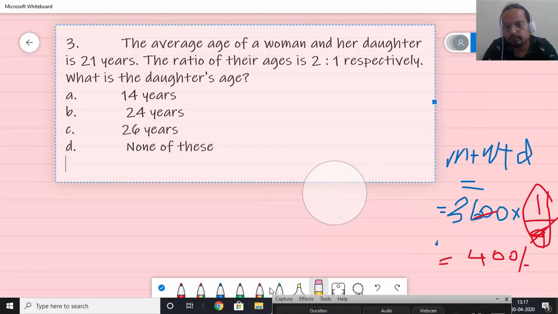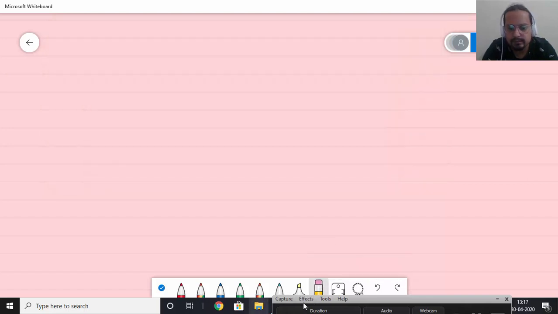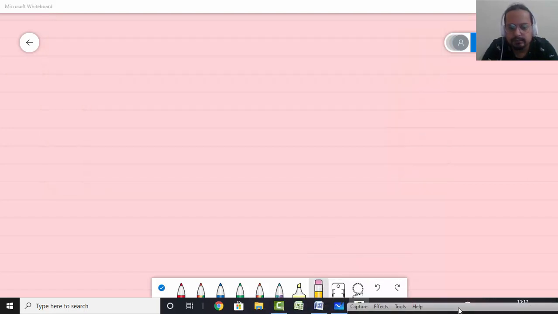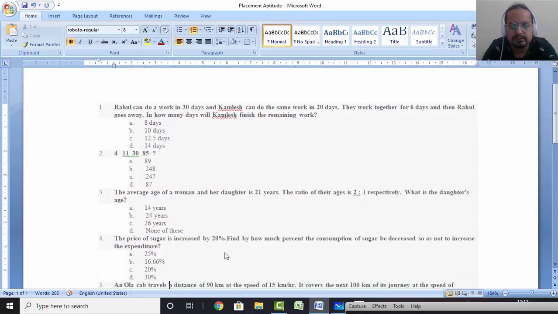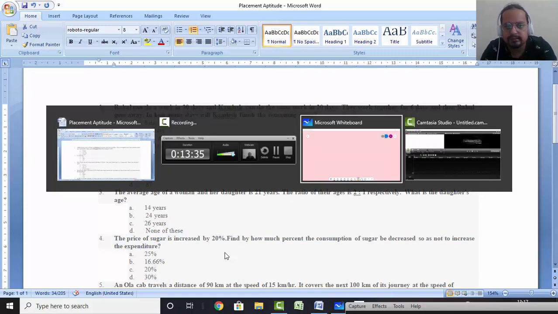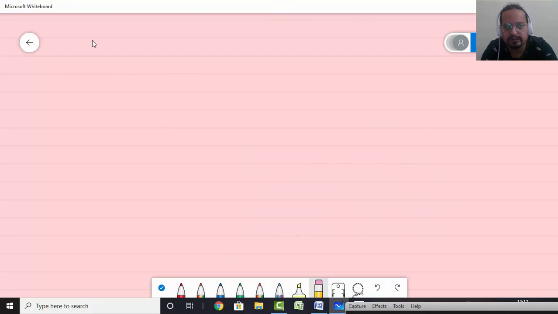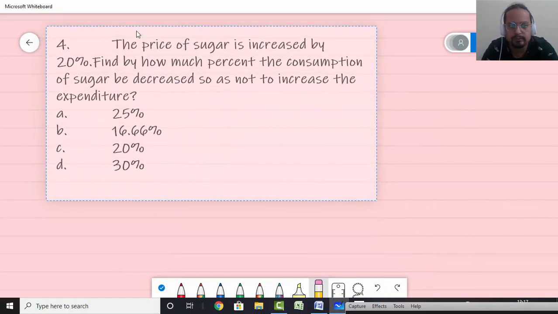So let's now move to our next question type, which is based on percentages and price consumption. Very interesting question, and this can be solved very fast if you know the method that I'm going to talk about right now.